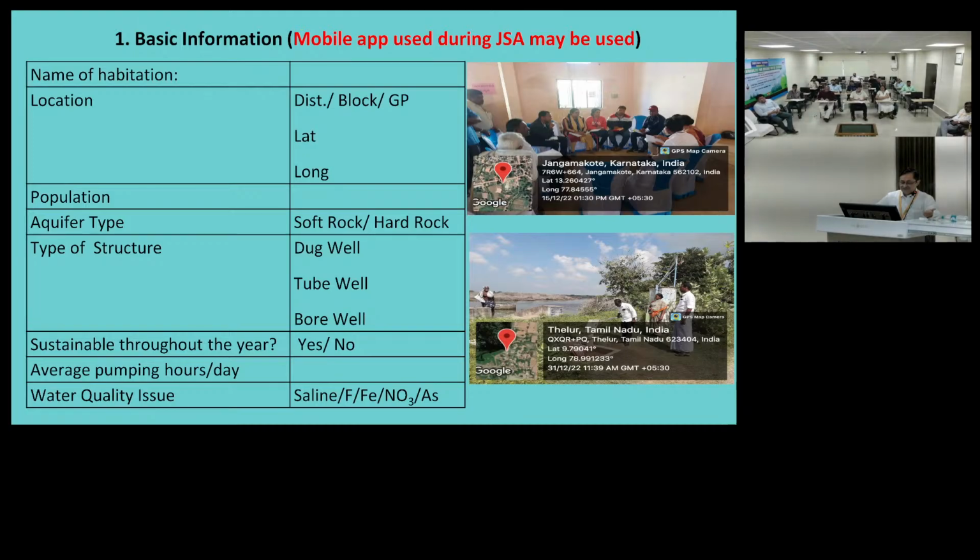Average pumping hours per day and water quality issue. We are considering only mainly these issues: saline, fluoride, iron, nitrate, and arsenic. These are the major issues in our India.